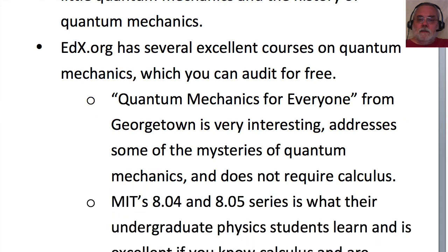Now, there are several excellent courses on quantum mechanics available online as MOOCs, most from edX.org, some from Coursera.org. And they're all available to be audited for free. Quantum Mechanics for Everyone, from a Georgetown professor, is very interesting. It addresses some of the mysteries of quantum mechanics, and it does not require calculus. It is not running live currently, but it may be available as an archive.